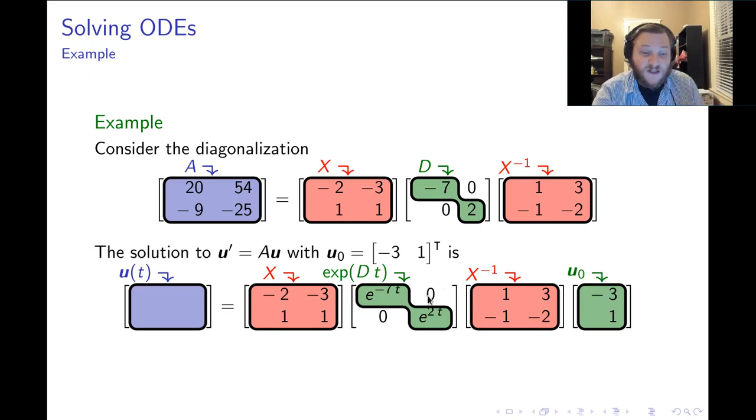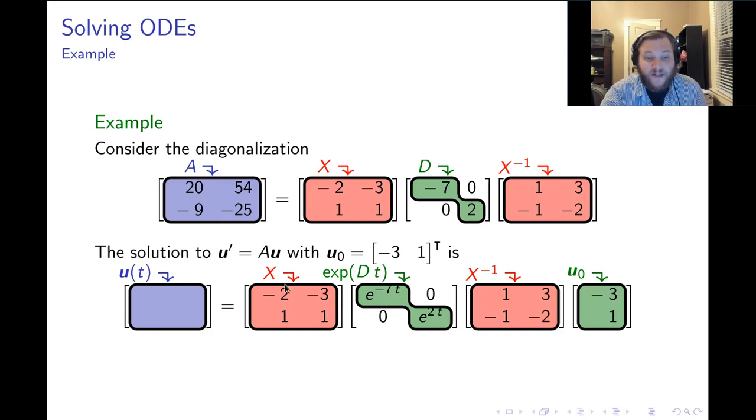The hardest thing to calculate here is the exponential of Dt, but it is easy because D is diagonal. So this is e to the -7t in the upper left-hand corner, because in D, the upper left-hand corner is -7. And in the bottom right-hand corner, we get e to the 2t, because in the bottom right-hand corner of D is the number 2.